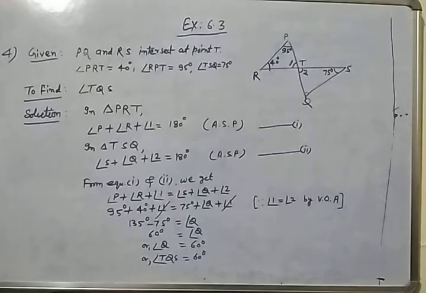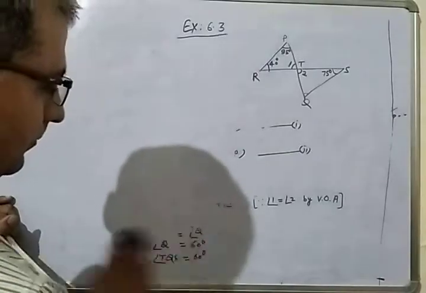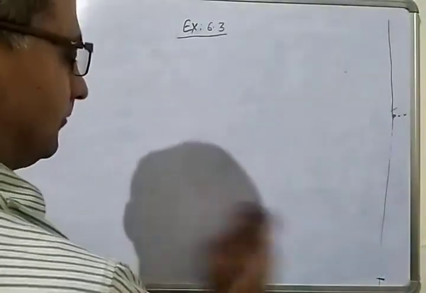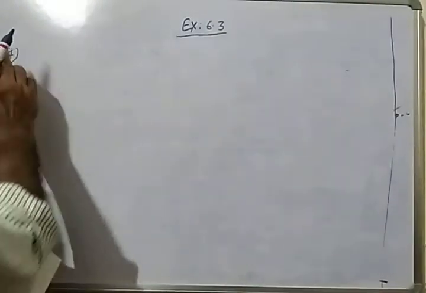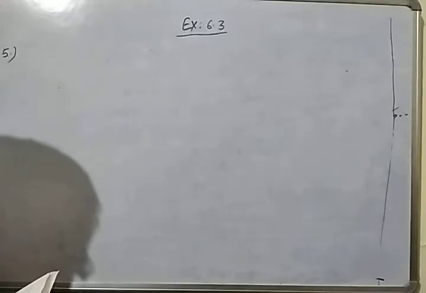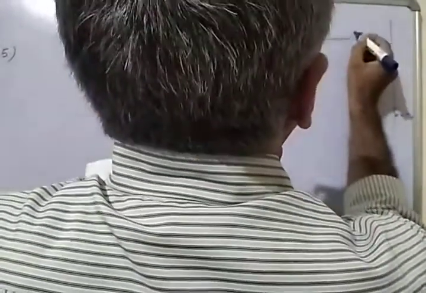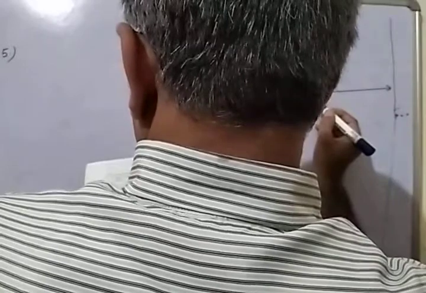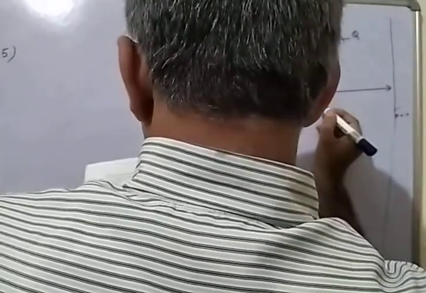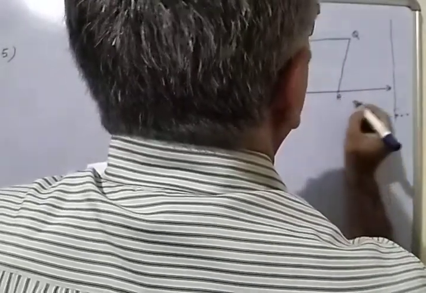Now see question number 5. In the figure, if PQ is perpendicular to PS, here is the figure, this one perpendicular here, that is point P, this one PQ and this one PS, and PQ is parallel to SR, here is point R, here is point T.